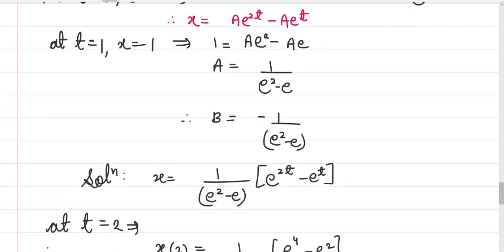Next, x is going to be, just put the value of a, take a as common, so 1 upon e square minus e, times e to the power 2t minus e to the power t. So this is the solution of that equation. Just whatever is asked, you can find.